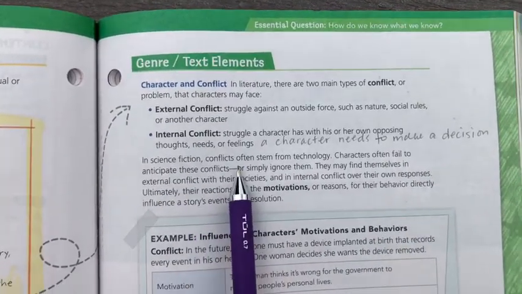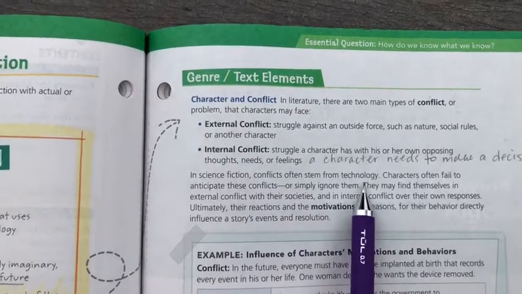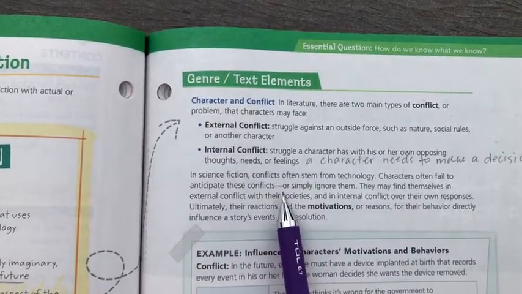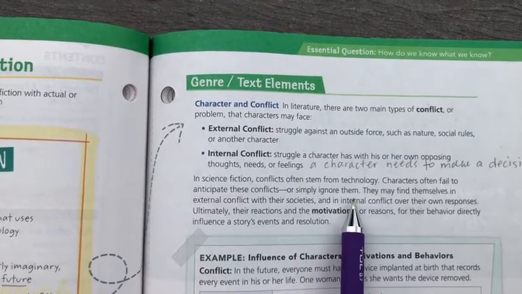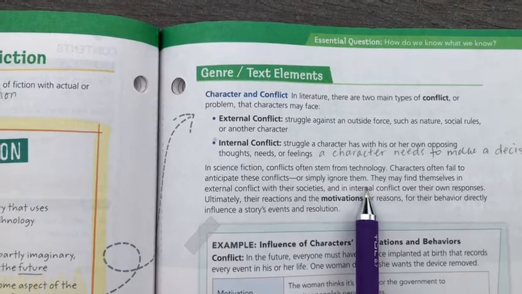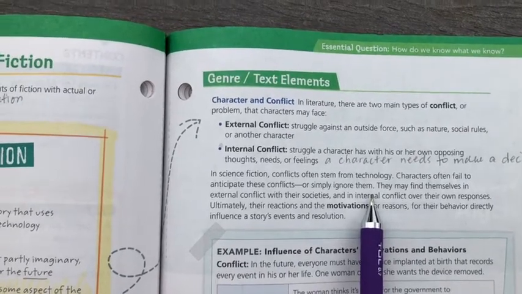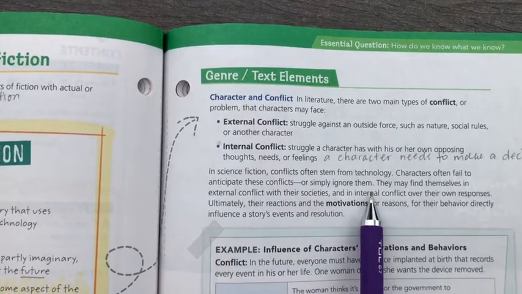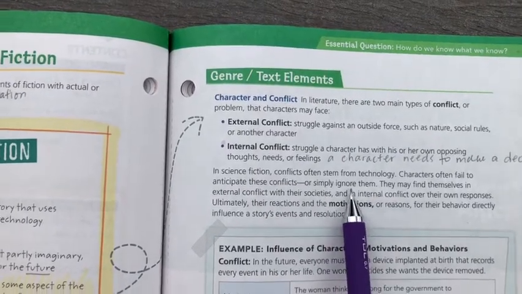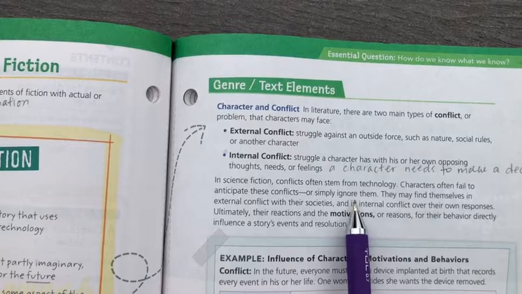In science fiction, conflicts often stem from technology. Characters often fail to anticipate these conflicts or simply ignore them. So sometimes these characters don't see what's coming, right? They are just pushing the limits of technology, and either they don't foresee the problems that could be caused, or, like it says here, they simply ignore them.